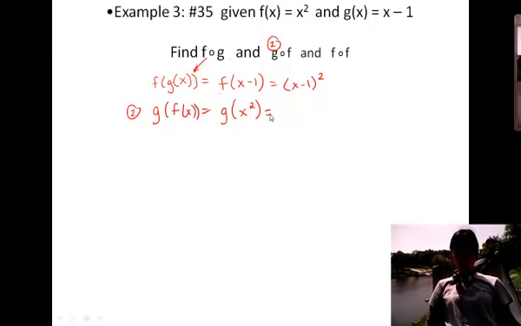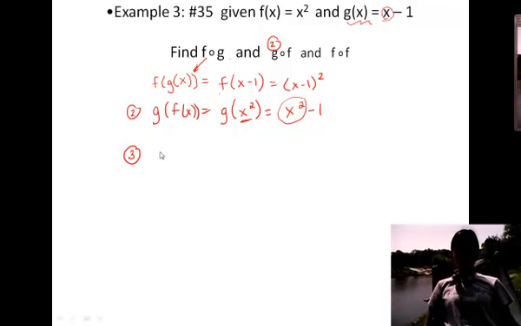So now it's saying look at your g function, and wherever your inputs are, you're going to input x squared. So again, g is up here, and here's my input. But what I want to do is input x squared in for that x. So it's going to become x squared minus 1. So there was my input. Here is my input that I put in for that g function.